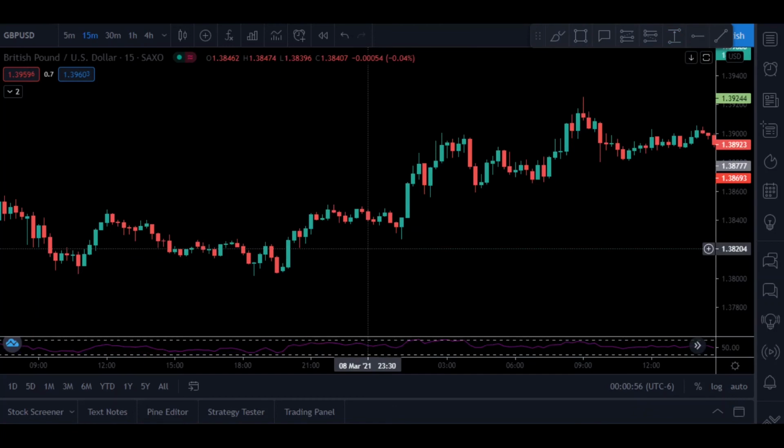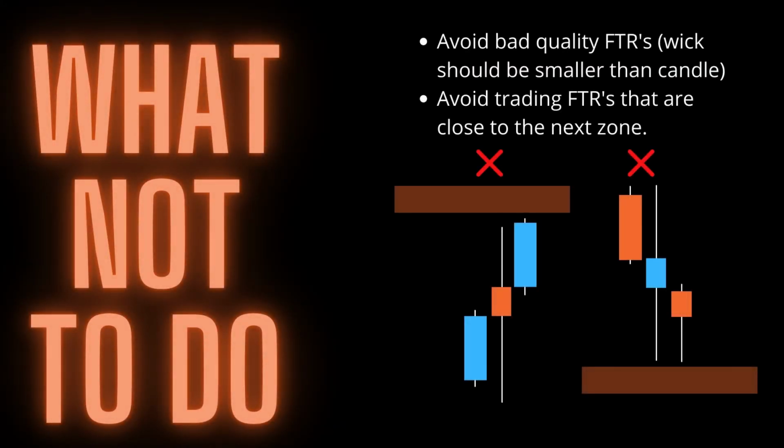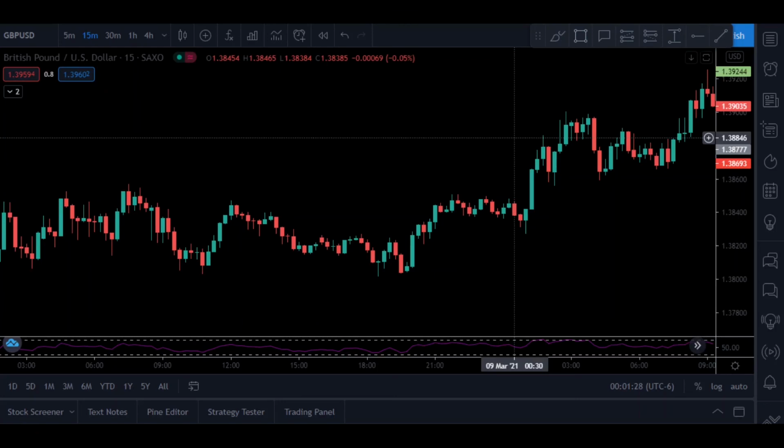Now I'm going to show you what not to do, because that doesn't mean that you're going to be trading every candle you see, every formation of these three candles. Why? Because there are certain rules, as I said, and one of them is that you don't want to trade against a zone. For example, in here, by the way, I changed to the 15-minute time frame, but I'm going to show you that they appear in every time frame, as long as you do it correctly.